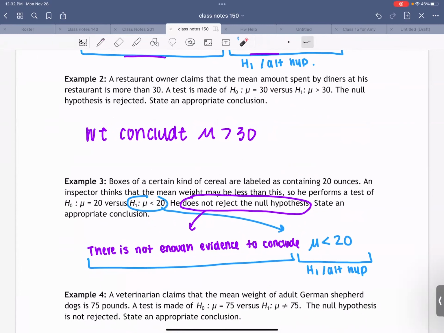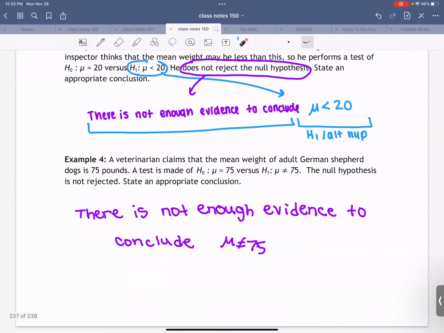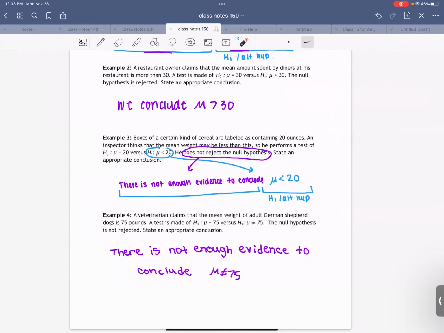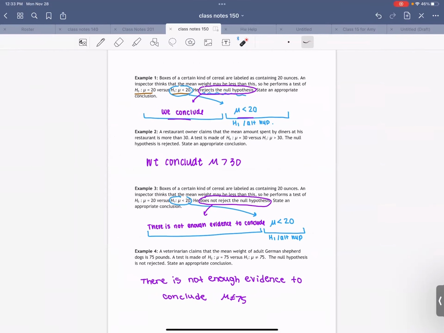In example 2, we had the restaurant owner and he rejected the null hypothesis. So we pieced together, we conclude because we rejected, and then the alternate hypothesis at the end. And then example 4, Katie did a good job of writing out the beginning because we did not reject the null hypothesis, and then we ended with the alternate hypothesis at the end. All right. Any questions on writing our conclusions?